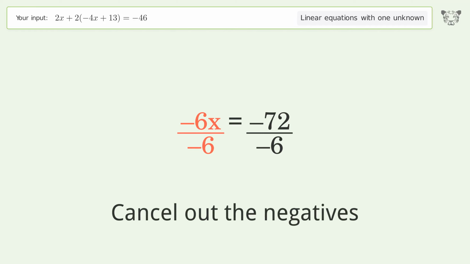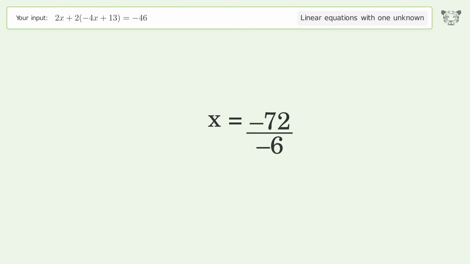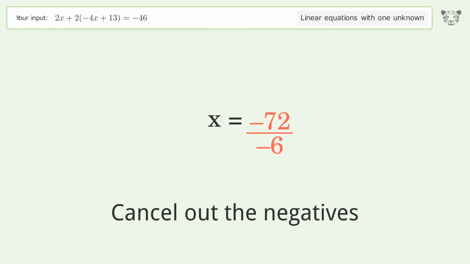Cancel out the negatives. Simplify the fraction. Cancel out the negatives.